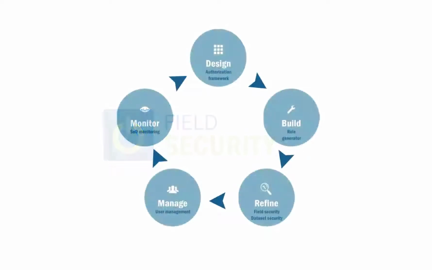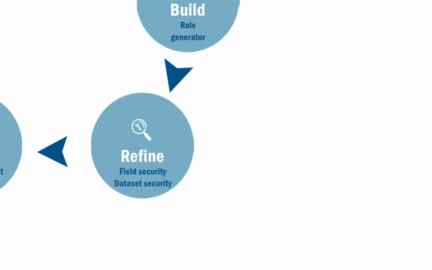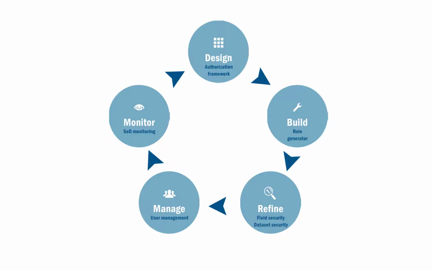This module is part of our software range to support the complete cycle of authorization management from design to quality control. In this video, we will show you the refine step in the cycle. Using Two-Control Field Security, you can not only define your authorization at table level, but you can refine it to specific fields or subsets of your data. This will improve the quality of the authorizations and internal control.